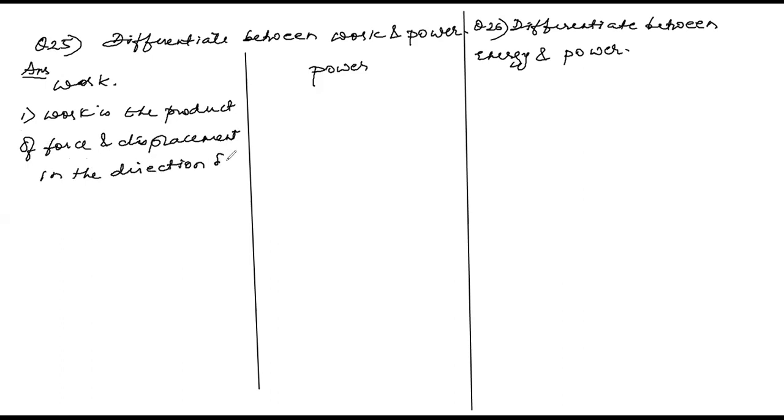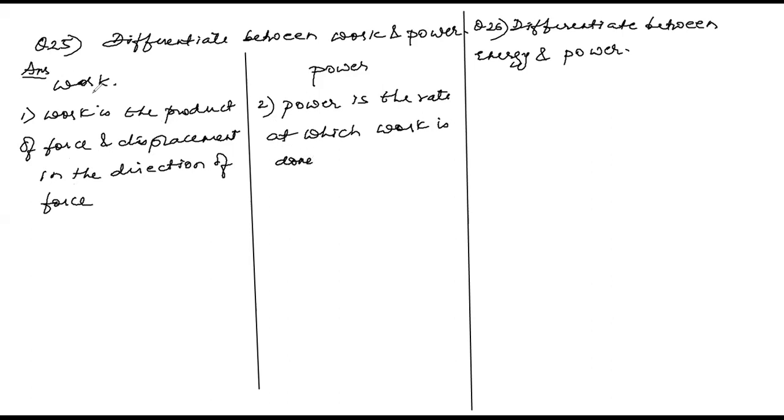Whereas power is the rate at which work is done. So the first will always be the definition. Got it? The second point, please don't give the units here. Some teachers don't give marks for the units. Some children write that the units of both are different, but they don't give marks.